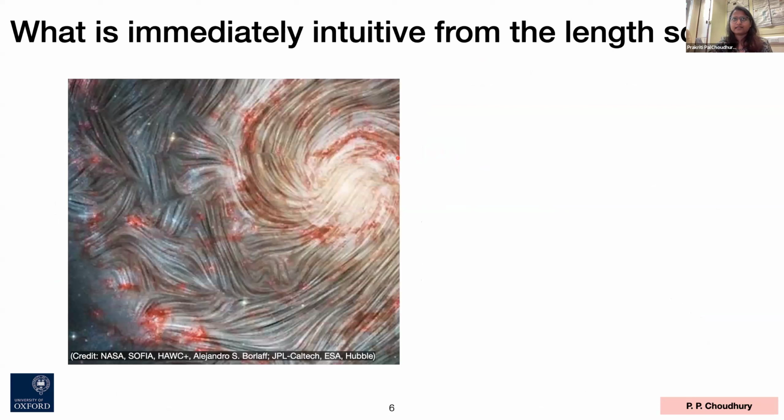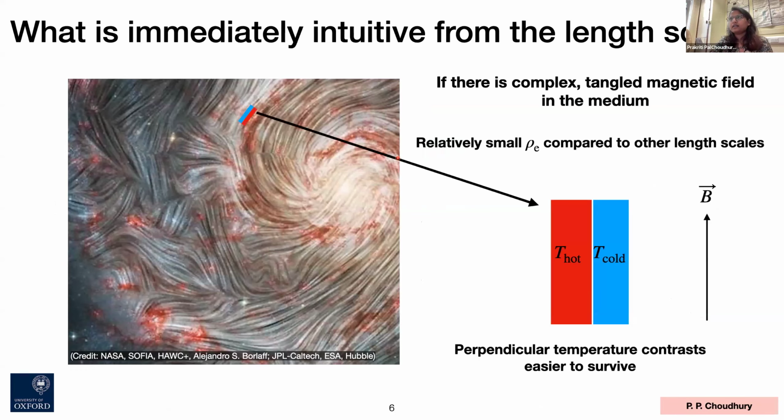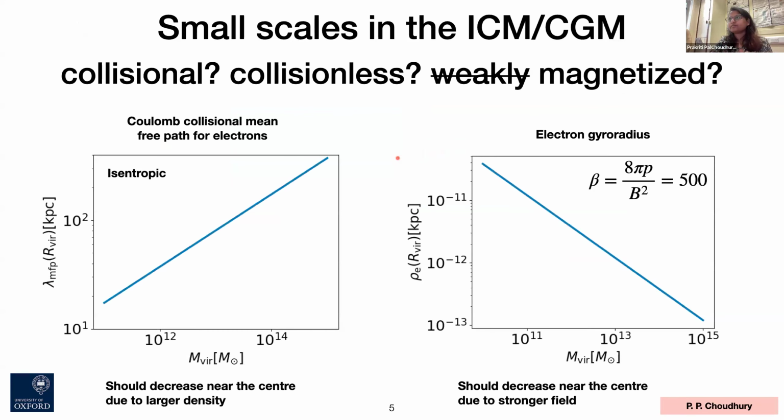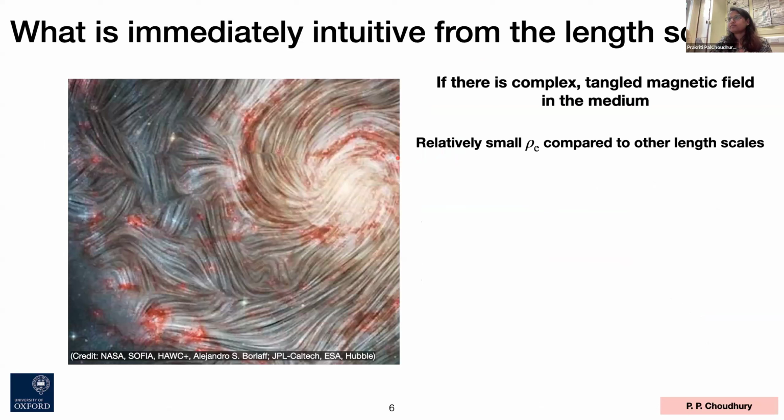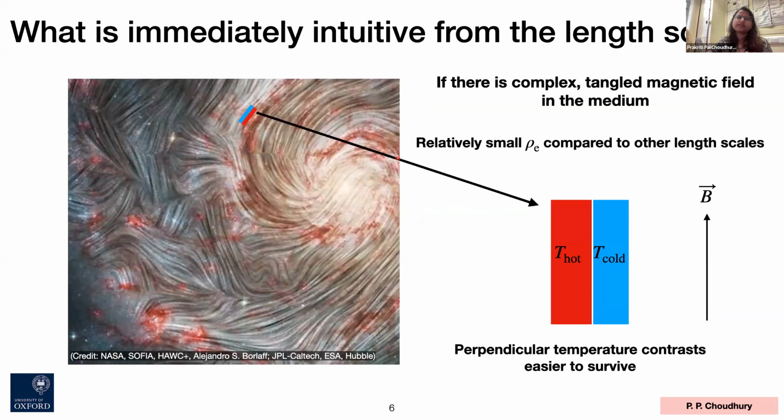we try to first, it is intuitive, ask what happens if there is a tangled magnetic field. If the gyro radius is so small in a tangled magnetic field, it is somewhat easier to sustain temperature contrasts in the perpendicular direction than along the local magnetic field. That is quite obvious because of the scalings that I just mentioned.